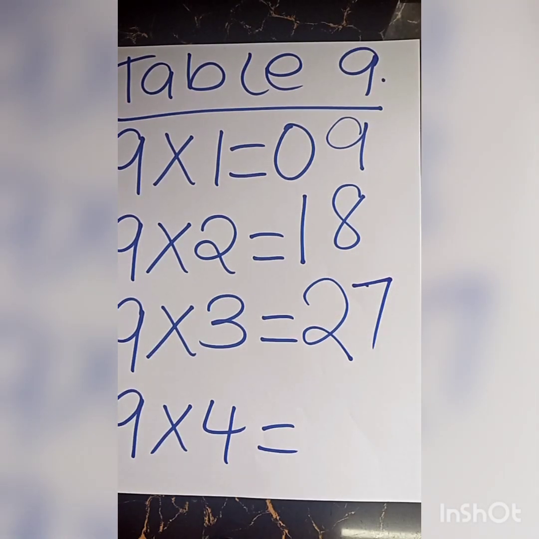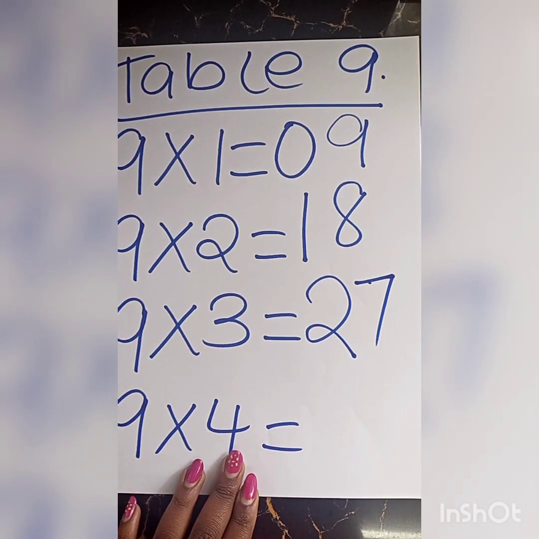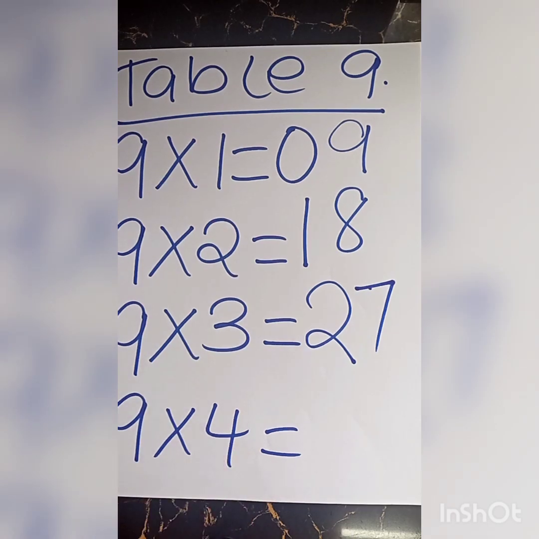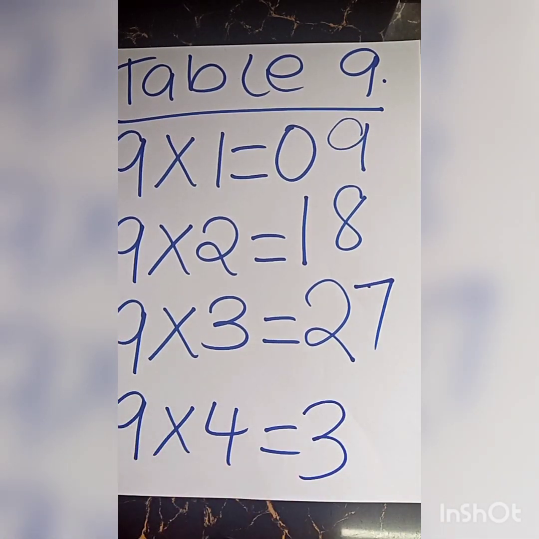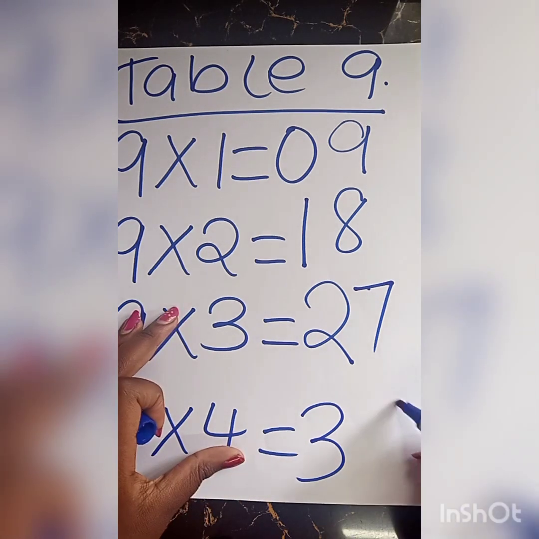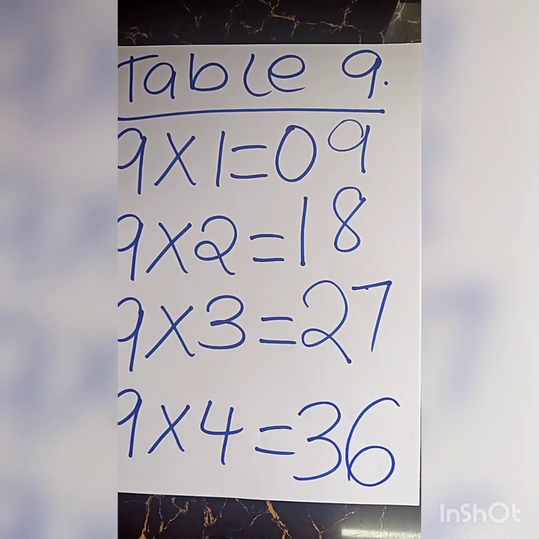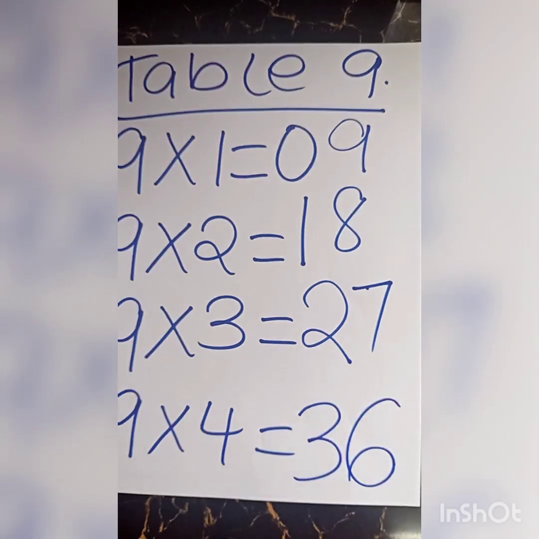Let's continue. 9 times 4 is, so the number that's just before 4 is 3. Okay, so we write our 3 here. Okay, what is 9 minus 3? 9 minus 3 is 6. Okay, so that means that 9 times 4 is 36. Okay, moving on swiftly.